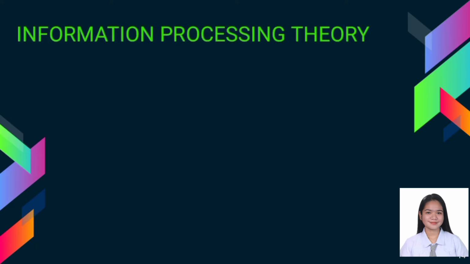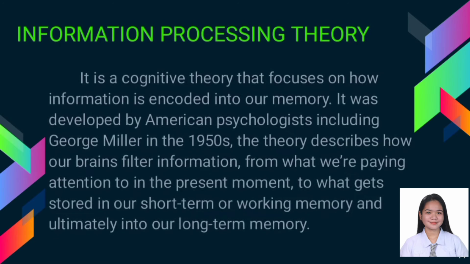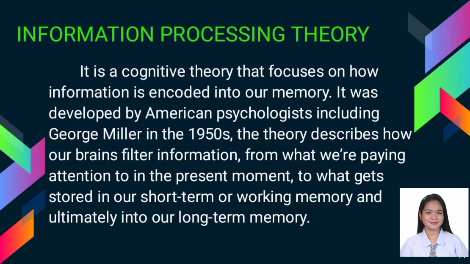Information processing theory is a cognitive theory that focuses on how information is encoded into our memory. It was developed by American psychologists, including George Miller, in the 1950s. The theory describes how our brains filter information from what we're paying attention to in the present moment, to what gets stored in our short-term or working memory, and ultimately into our long-term memory. It is another theory that has been used to explain children's cognitive development.